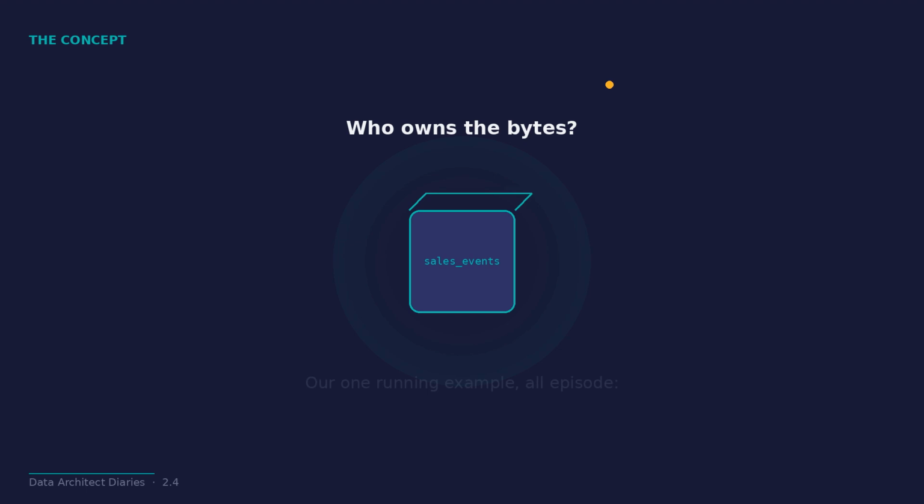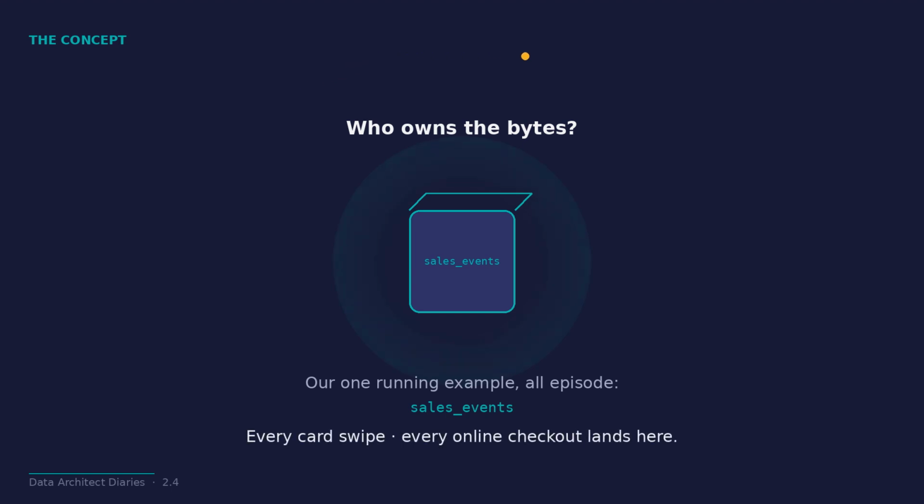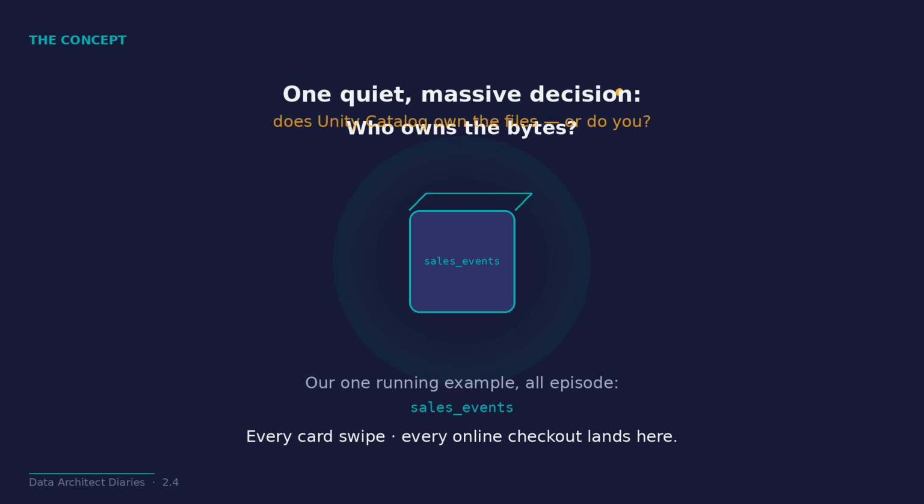Let me introduce our example for today, and we are going to carry this one table through the entire video. Imagine we work at a retail company and we have a table called sales_events. Every swipe of a credit card, every online checkout lands in sales_events.